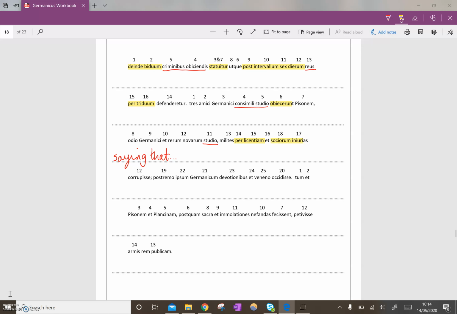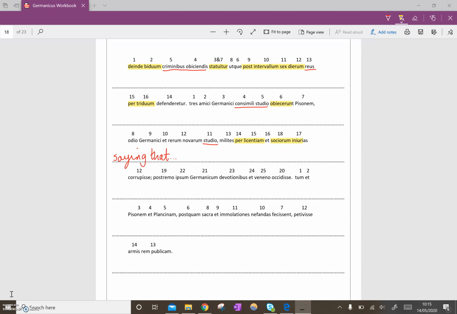et sociorum injurias, and maltreatment of the allies. So injurias means maltreatment, it's like injustices, and then sociorum are the allies. And then that should get you up to the semicolon. I'll read that bit out again from Tres Amici. So 3 friends of Germanicus charged Piso with similar zeal, saying that in his hatred of Germanicus and zeal for revolution, he had corrupted the soldiers by allowing hooliganism and maltreatment of the allies.